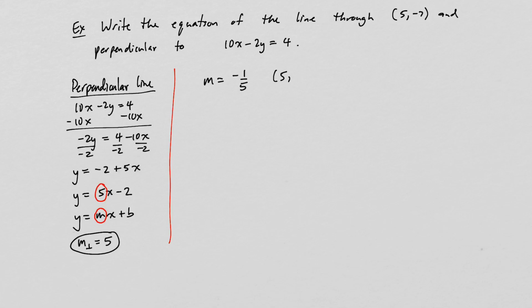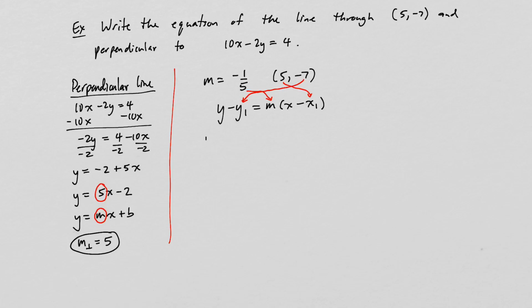So now we have the slope of our line and the point that it passes through. And I can find the equation of the line by using either formula. To be honest with you, I prefer using the point slope formula. And all I need to do now is plug in the slope and plug in the point.